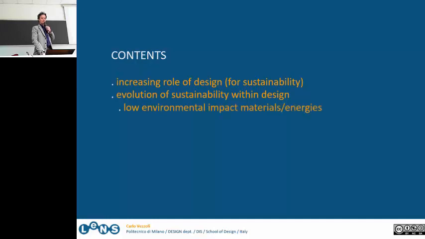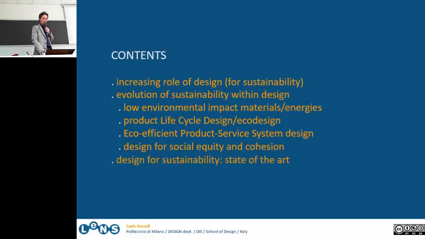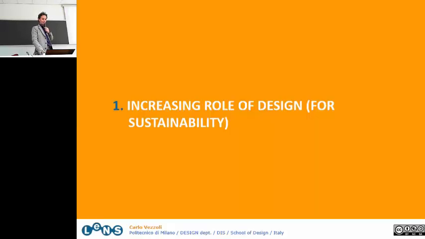At the beginning I will speak, because that was several years ago, about low environmental impact material and energy, product life cycle design, eco-efficient system design, and design for social equity and cohesion. Then I will sum up the state of the art in terms of what we know about this and how it is disseminated. And finally, I would like to conclude by saying something about aesthetics, or what I call the pluralism of aesthetics for sustainability. So, the increasing role of design for sustainability.